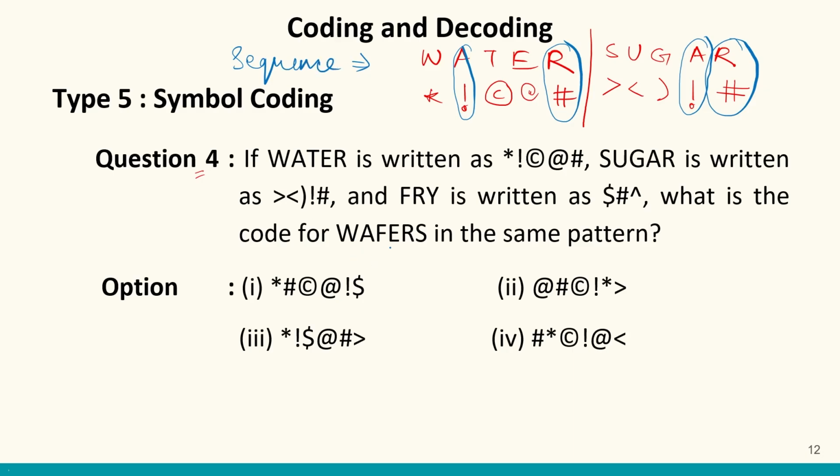So to find for wafers, we have to find the code for W, which is this. For A, which is this. For F, we can find from here, $. E is given here.